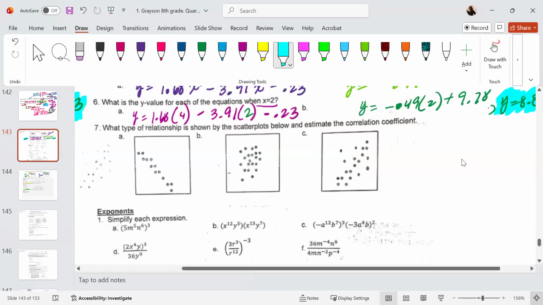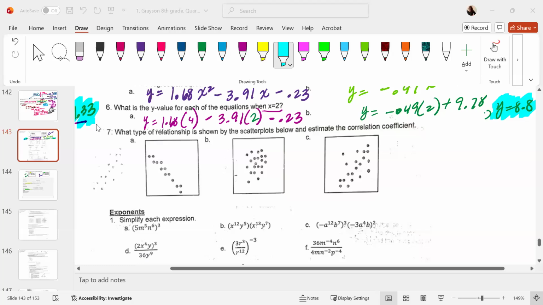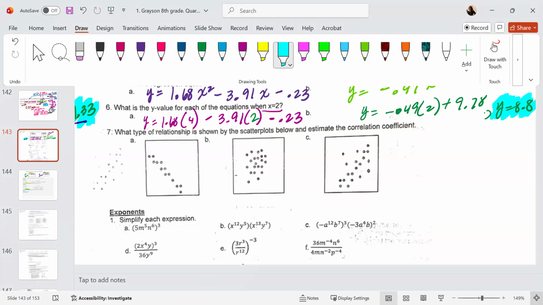Oh, good. Number 7. What relationship is shown by the scatter plot? Estimate the correlation coefficient. We'll draw the line that goes through. The first one looks like a linear, but it's a negative slope, right? So it's a negative linear equation, right? Second one, there's no correlation, right? The third one is a weak positive correlation, whereas A is a strong negative correlation because all of them are kind of in a straight line. Do you see that though? Yeah. Like weak.